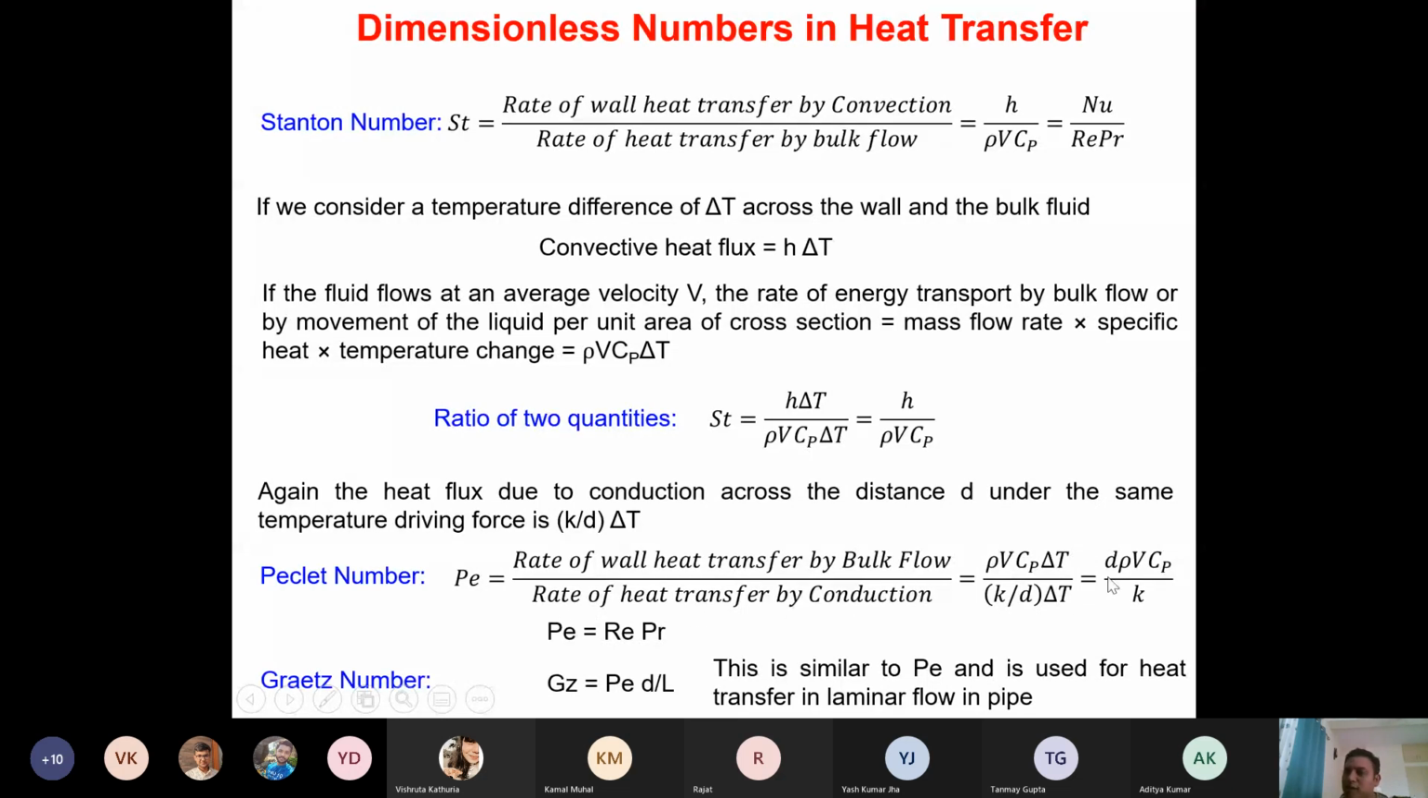So if we rearrange all the terms here, what we get is d rho v Cp by K, and this is basically nothing but Reynolds number into Prandtl number. The Peclet number is given as Reynolds number into Prandtl number.